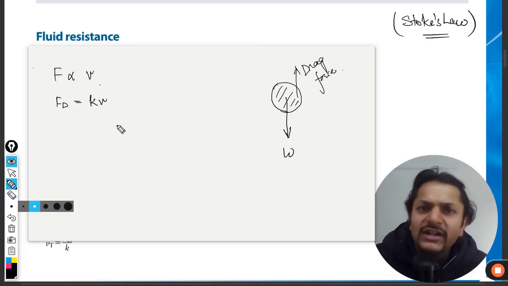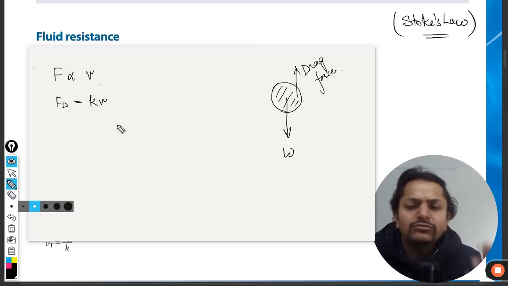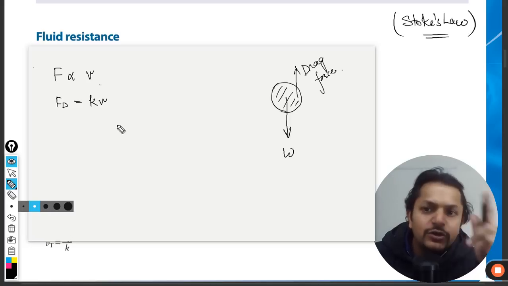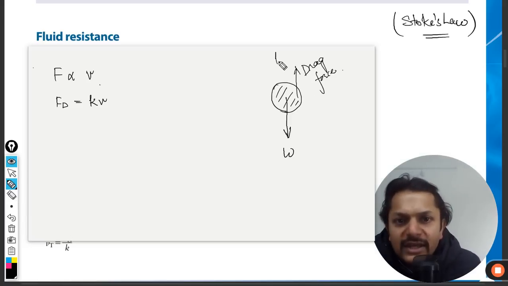So Fd is equal to kv. Let us say for lower velocities it is kv. For higher velocities it becomes v square. So Fd is equal to kv. So this is the drag force which is happening here.